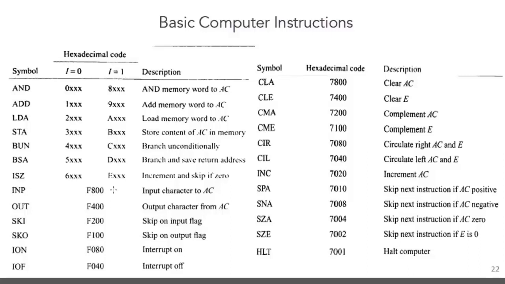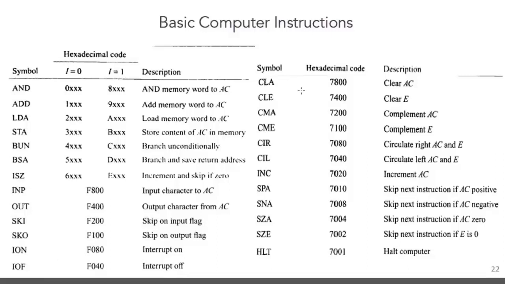That means whenever you write something from input device to the accumulator, you will use F800 instruction there. F800 hexadecimal code there. When you want to store the output to the AC, the hexadecimal code will be F400 and so on. Okay. SKI means skip on input flag. That means jump on input flag. SKO, skip on output flag. ION means interrupt on. IOF means interrupt off. We will later on discuss the interrupts in this chapter only.